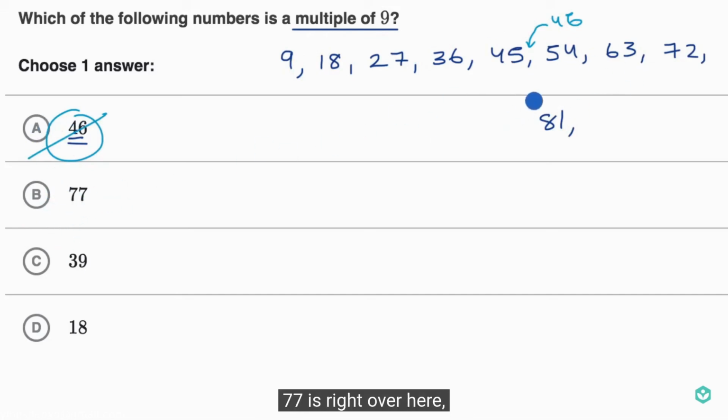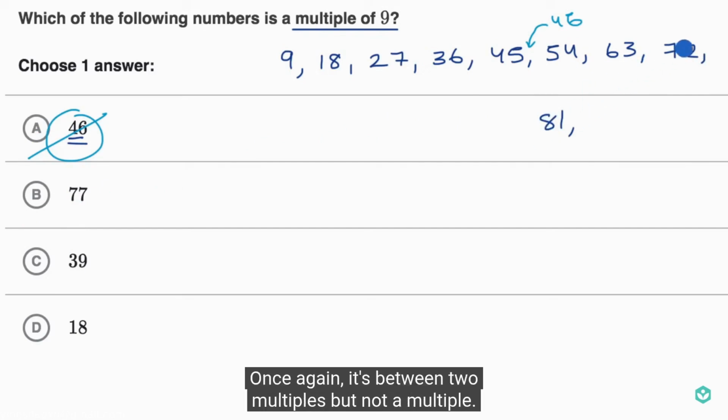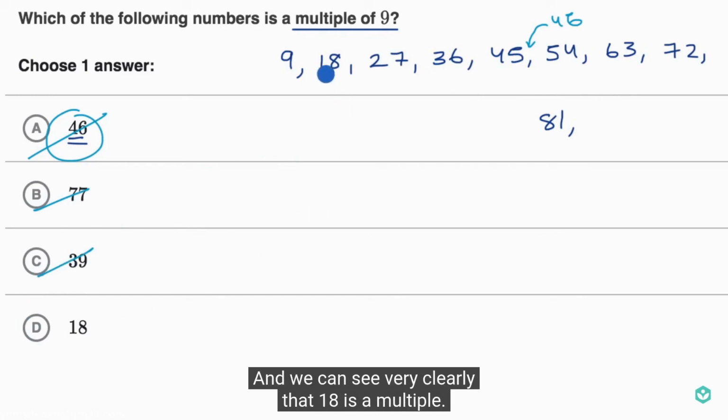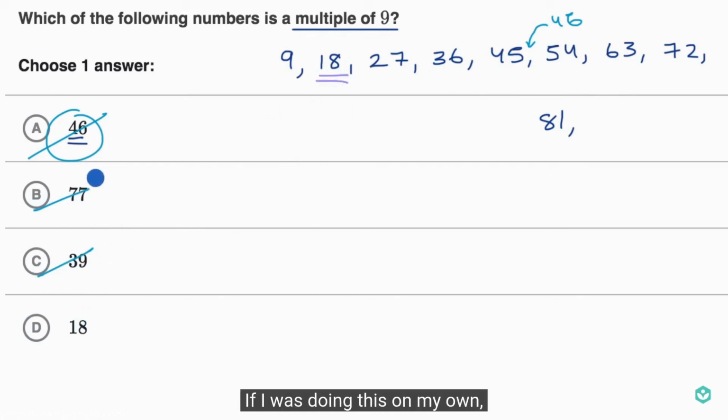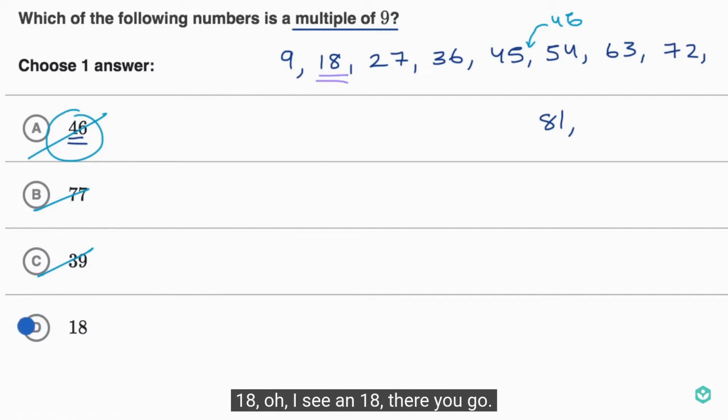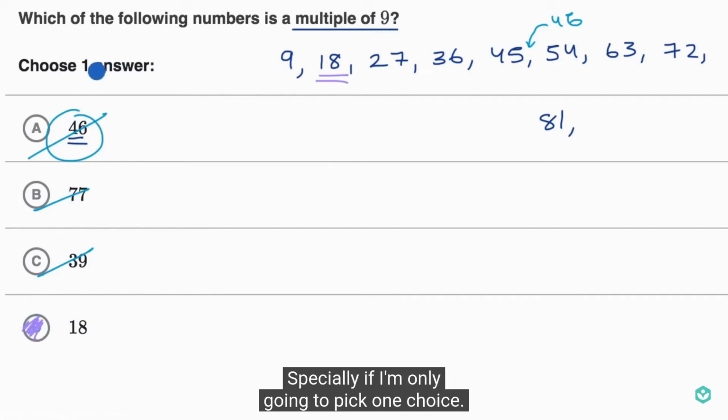77 is right over here. It's between 72 and 81. Once again, it's between two multiples, but not a multiple. 39 is between 36 and 45. So not a multiple, between two multiples, rule that out. And we can see very clearly that 18 is a multiple. If I was doing this on my own, I would just be skip counting in my head. I'd be going 9, all right, I don't see a 9, 18, oh, I see an 18. There you go, especially if I'm only going to pick one choice.